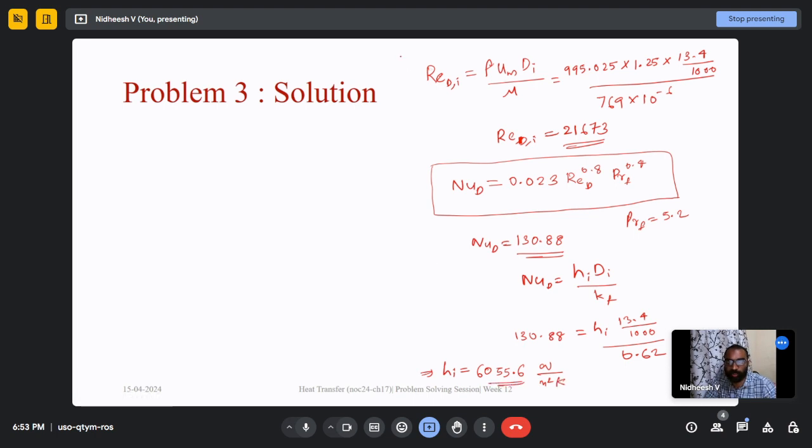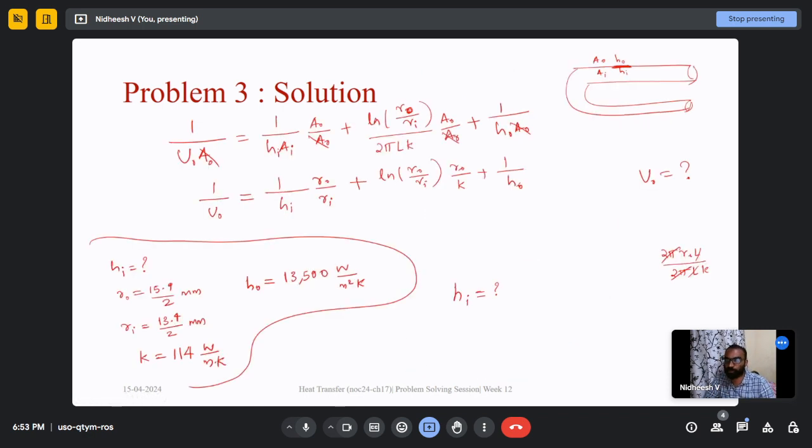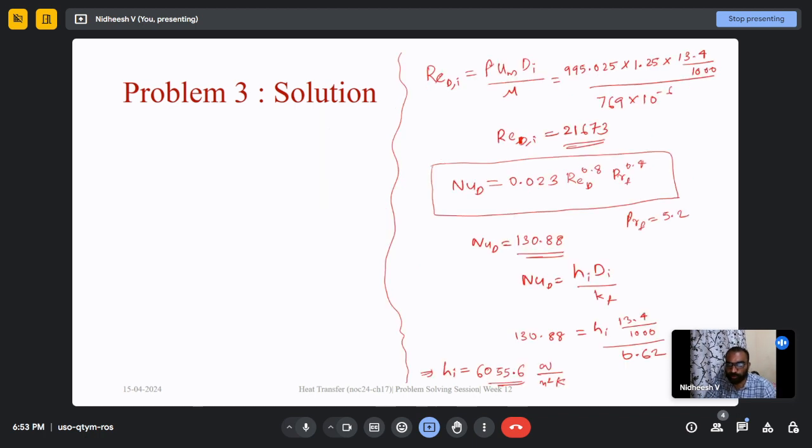Okay, all this exercise was to find out the HI value which we could substitute in this overall heat transfer coefficient expression to get the value for overall heat transfer coefficient. So I think we have time. Let's quickly substitute that and find out the value of overall heat transfer coefficient.